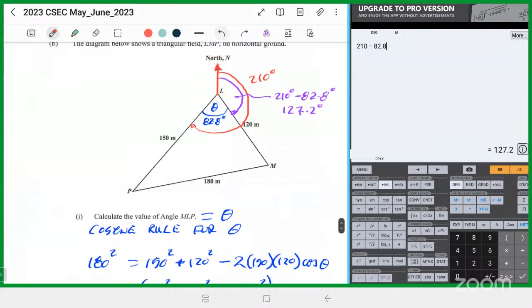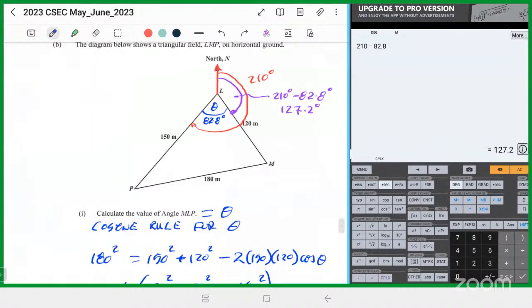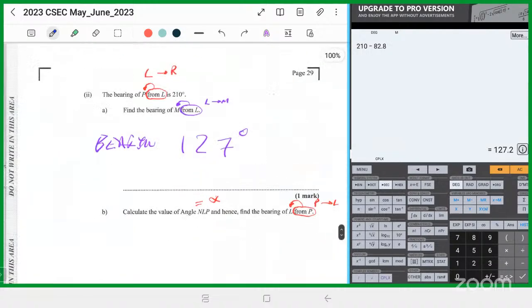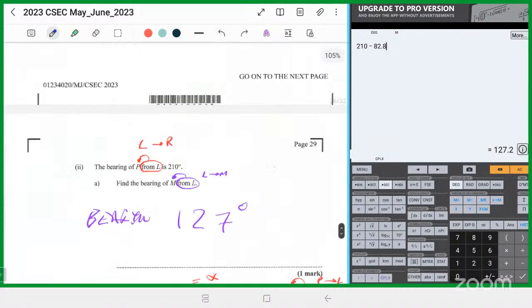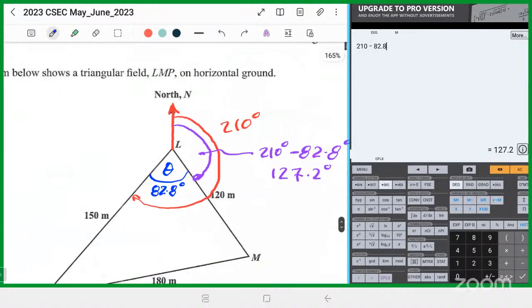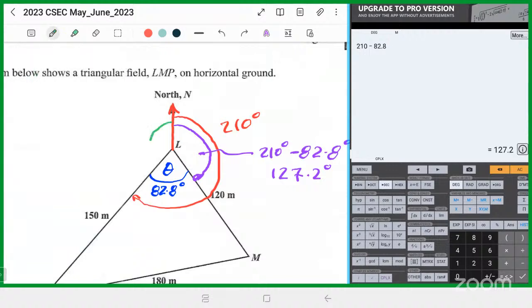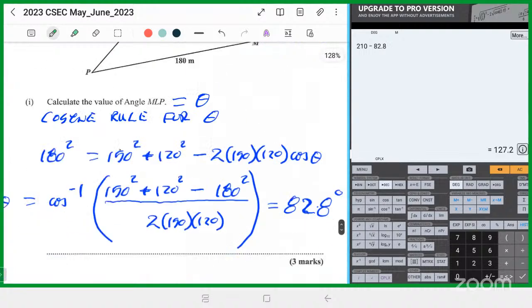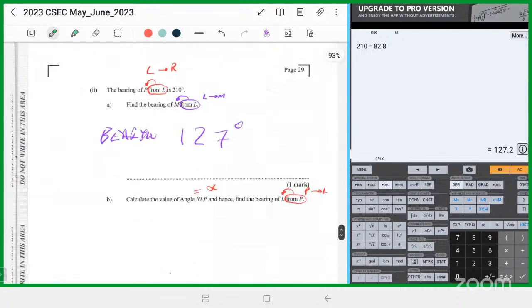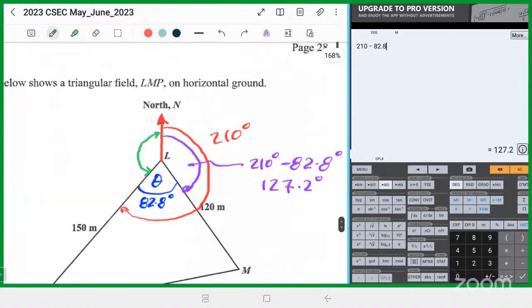Let's put it down in a different color, in blue. Yes, NLP on the diagram, which is the angle over here. This angle is not a bearing angle in the diagram. I want to find that angle now, and I'm going to call it alpha.